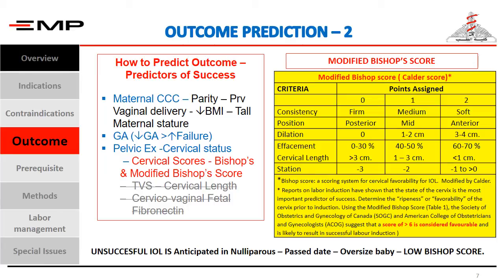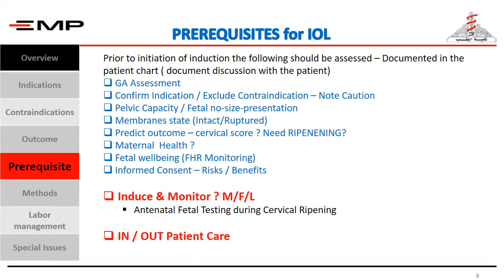Unsuccessful induction of labor is anticipated in nulliparous women, past date, oversized baby, and low Bishop score. The following slide shows prerequisites for labor induction. Of course, all induced labor should have continuous intrapartum electronic fetal monitoring during the active phase. The frequency of fetal monitoring during cervical ripening is related to the parturient characteristic, the method used, and the indication.